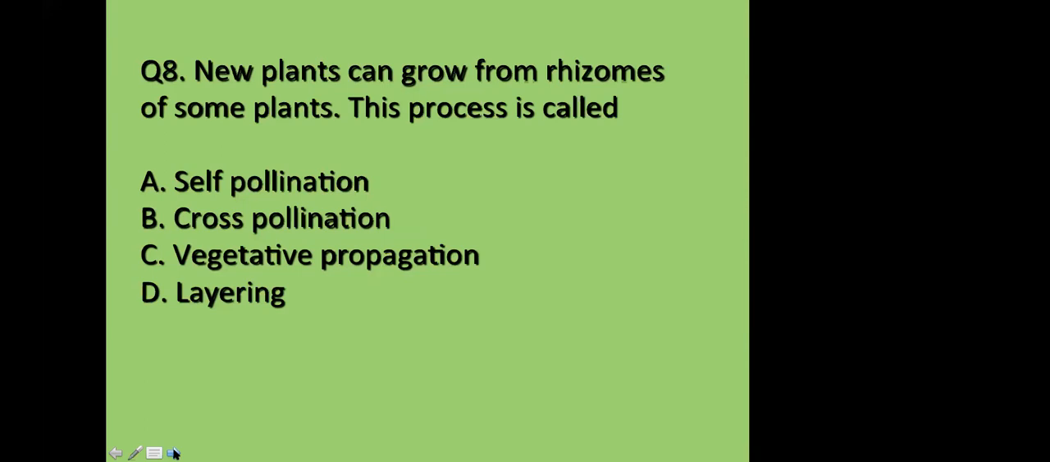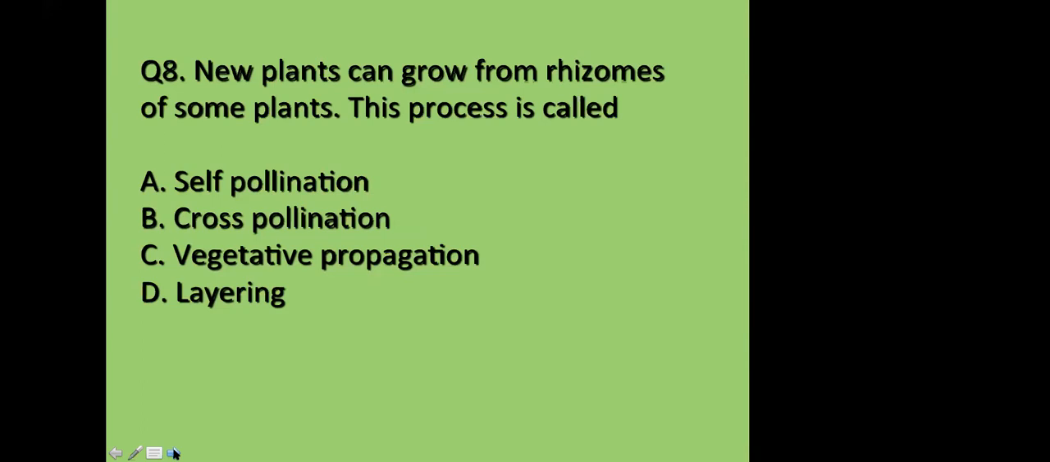Okay, now who wants to answer? Yes, please. Vegetative propagation is a propagation in which the plant uses its root or stem for reproduction. Correct. You are right. Absolutely right.